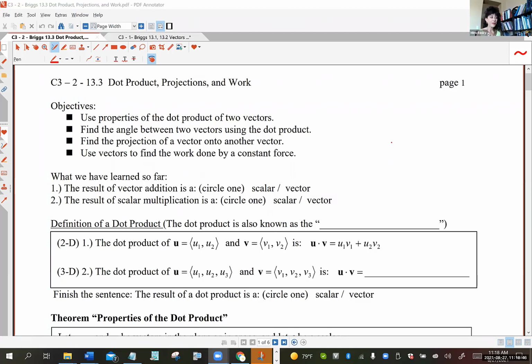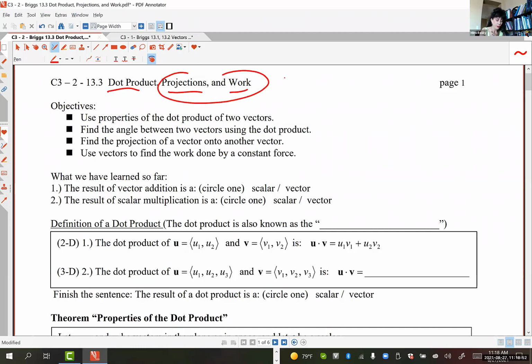Section 13.3, we're going to learn about the dot product. Then we're going to look at something projections and work. We'll do this next week. Next time. We are going to look at what a dot product is and one application of it today, and then we'll be done for the day.